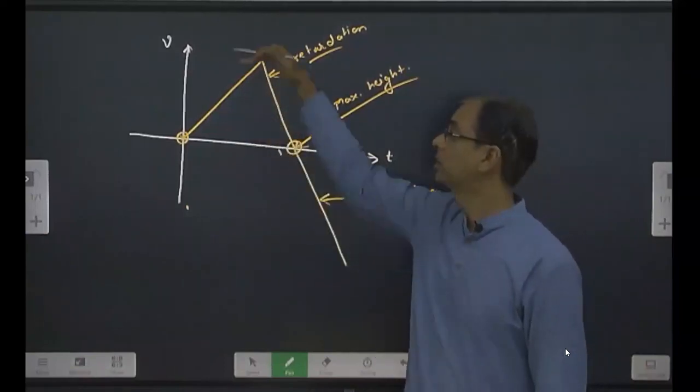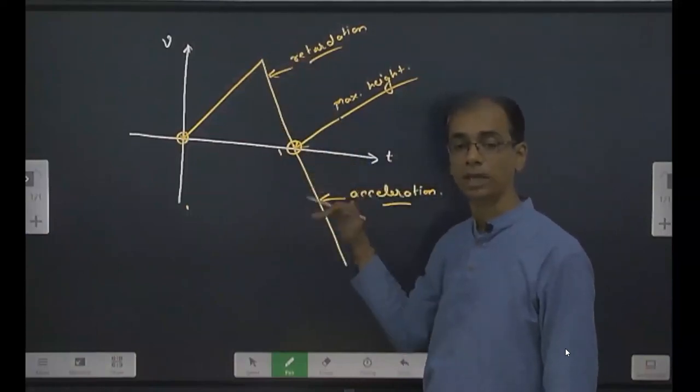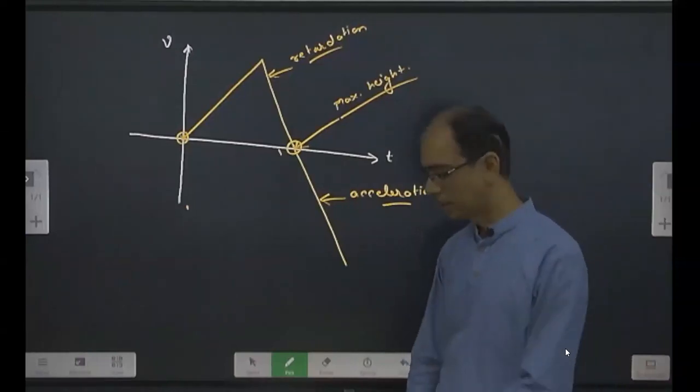But you see, velocity is above 0, so that means velocity is positive. Here, velocity is negative, that means it's downward. Okay, so this is the graph.